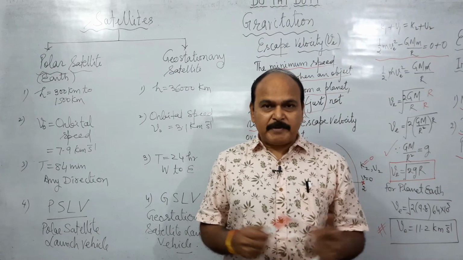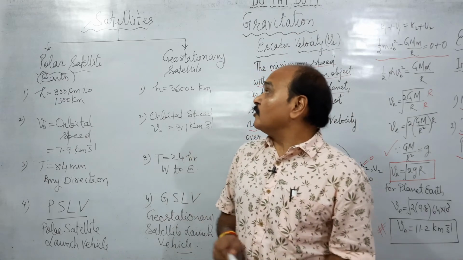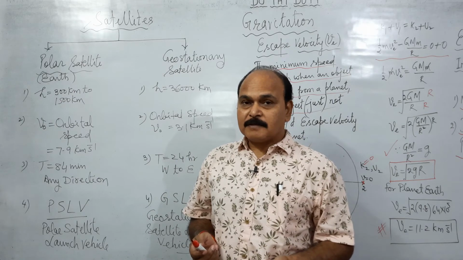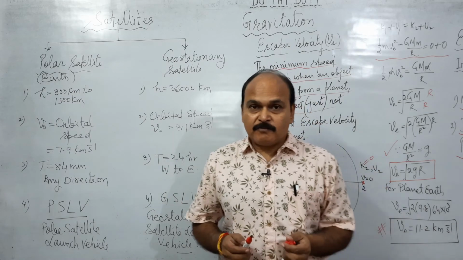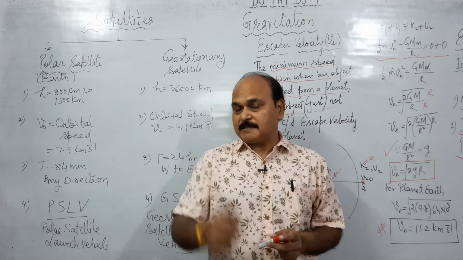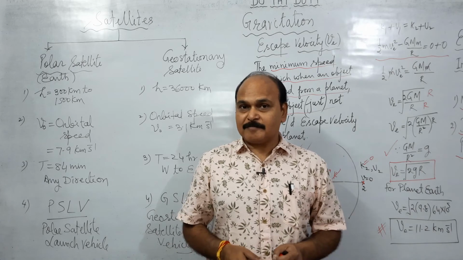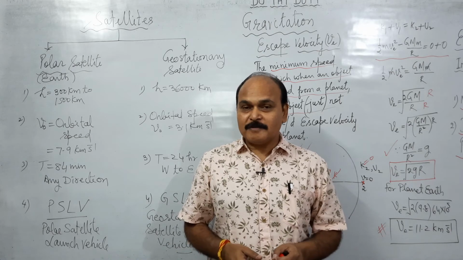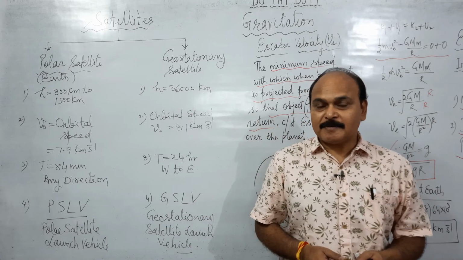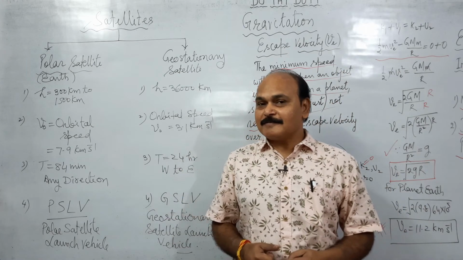Children, let us know very briefly what satellites are. Satellites are those objects which revolve around a planet. There are two types of satellites. What are these two types? Natural and artificial. The Moon is a natural satellite of Earth. Miranda is a natural satellite of Saturn.